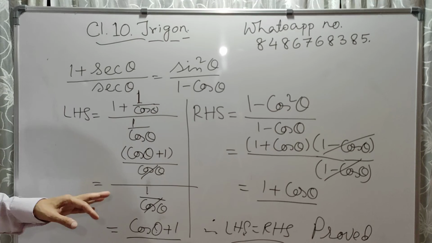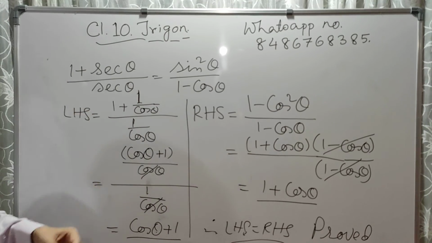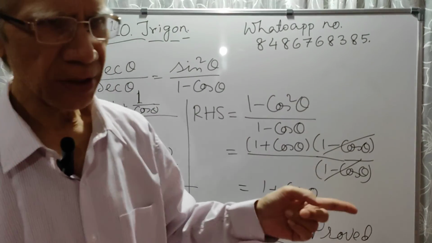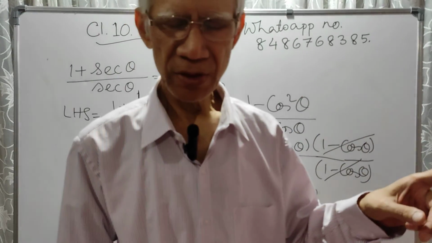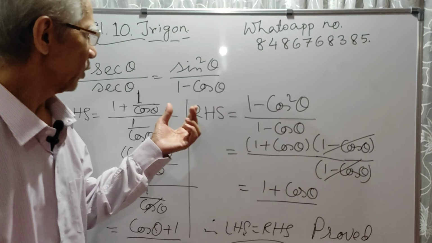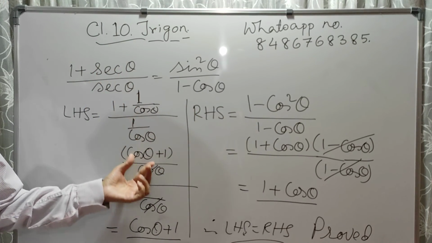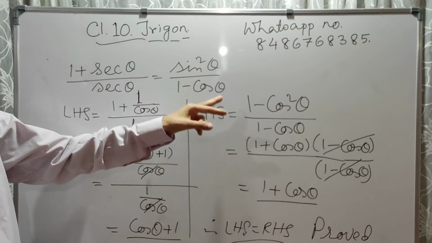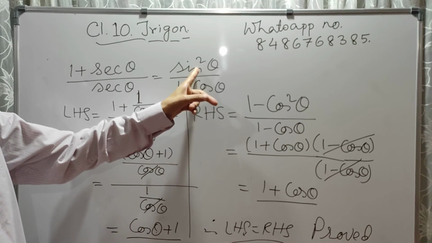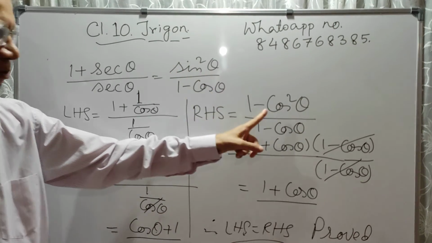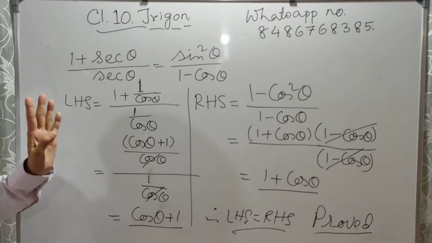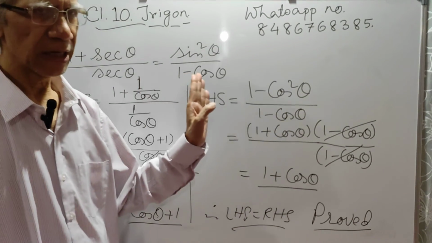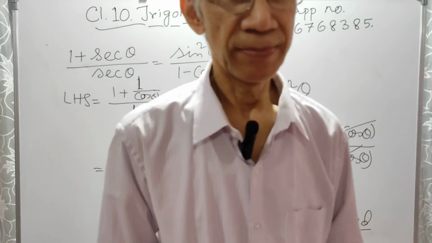So in this sum also we used that rule: change all other things, that means tan, cot, sec, cosec, into sine and cos. Here there was only sec, so we changed it to cos. On this side we did not change anything, because it is already in sine and cos. We used the derivation of the first formula, then we simplified. In this sum we did the left hand side and right hand side separately.